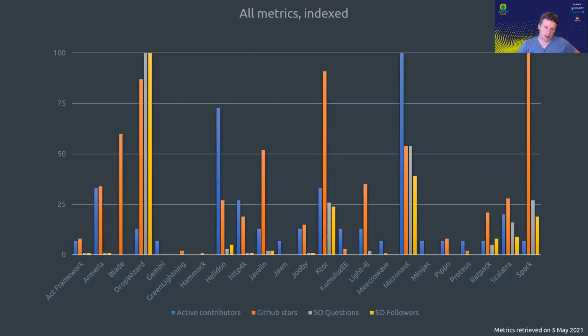Then I indexed all these numbers. So the highest ranker for each category got 100 points and the rest relative to that. And then you get this picture. So you see Micronaut is pretty okay all around. Dropwizard is scoring a lot of points. Cator and Spark are notable. But also some are barely even there, like Green Lightning and Hammock. In terms of numbers, they're not doing well.